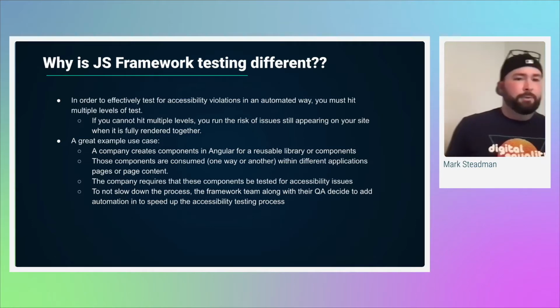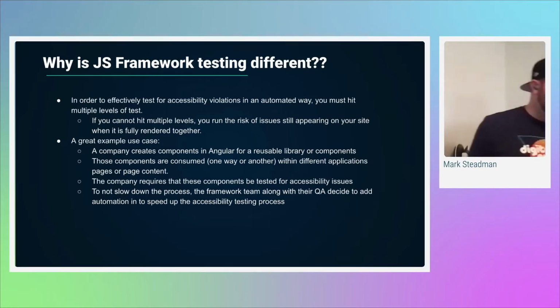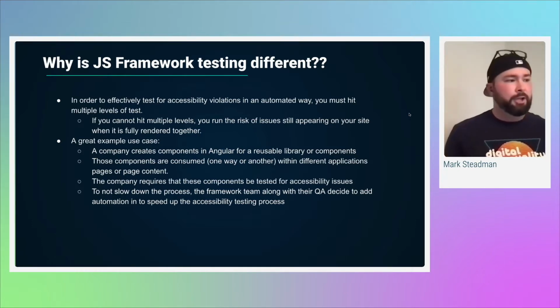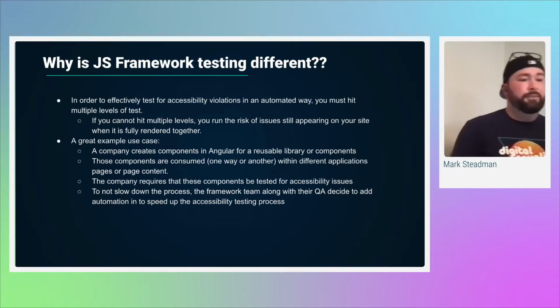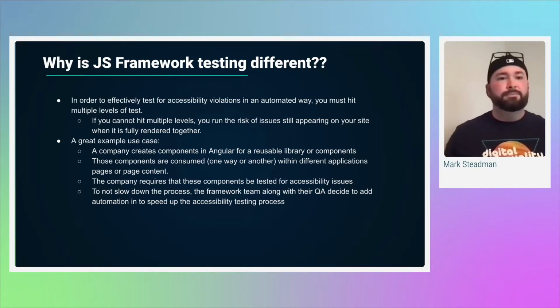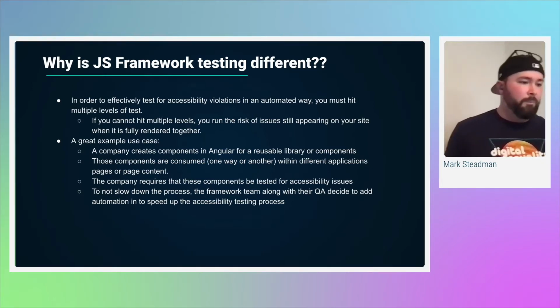Let me give an example here really quick. A company creates components in Angular for a reusable library, right? Those components are consumed one way or another within different applications or pages or page contents across the site, or within the organization itself. The company requires these components be tested for accessibility issues. Awesome, that's a great standard to have. Believe it or not, that's pretty standard for a lot of people, having baseline accessibility testing along the way. And to not slow down the process, the framework team, along with QA, decided to add automation to speed up the accessibility testing process, okay?